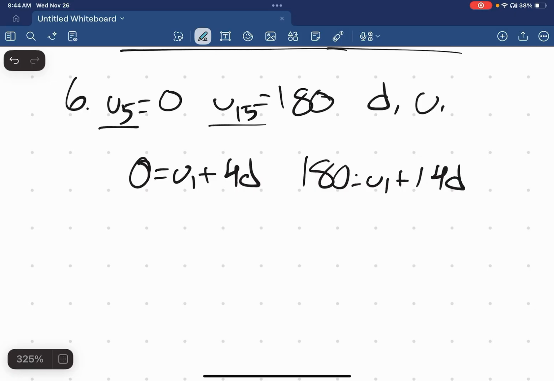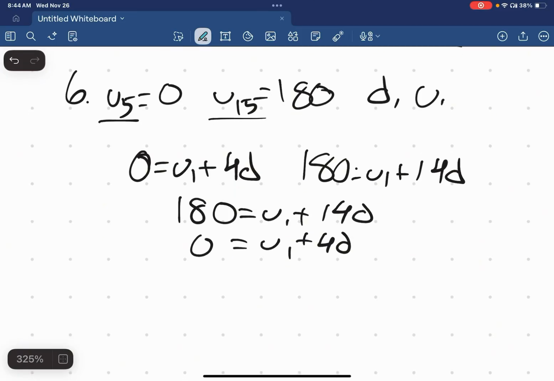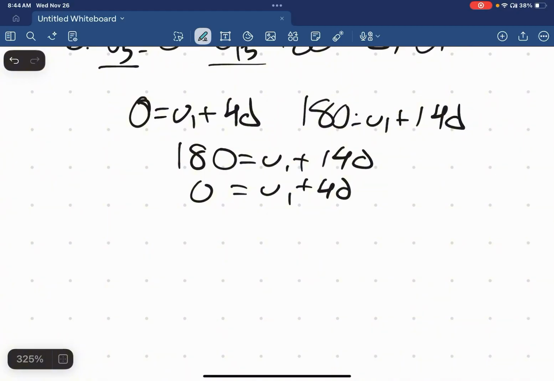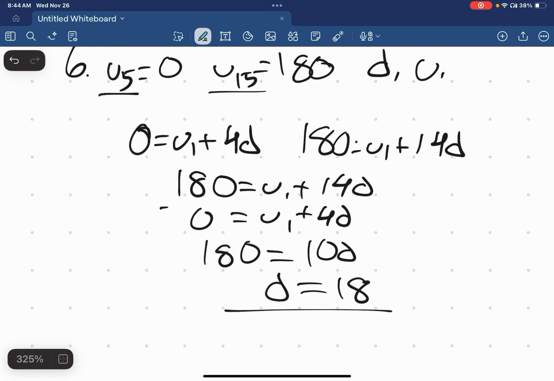From here, let's subtract these equations from each other. So let's write it like this and like this. The reason we're subtracting is because we want to get rid of these u1s so we can find the common difference. By doing that, we get 180 equals 10d. So d is equal to 18. Boom. That's our common difference.